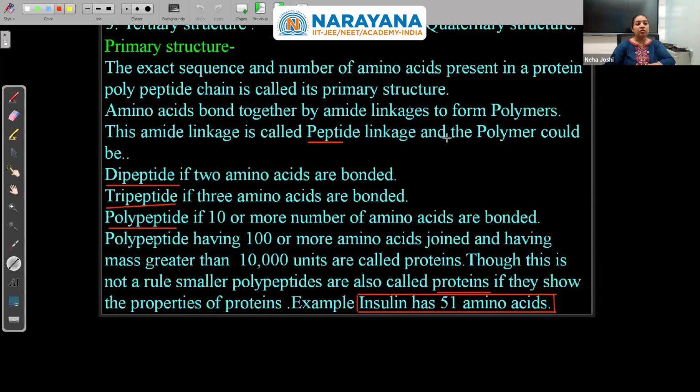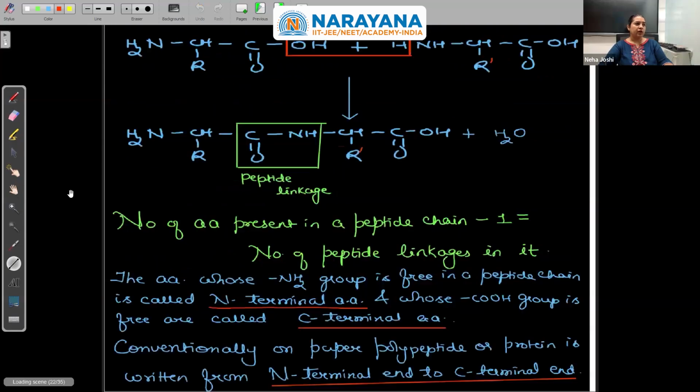And the polymer that will form, we will call dipeptide if there are 2 amino acids, tripeptide if 3 amino acids, polypeptide if 10 or more. Polypeptide having 100 or more amino acids joined and having mass greater than 10,000 units, then it is called proteins. Though this is not a rule, smaller polypeptides are also called proteins if they show the properties of protein. Example, insulin has only 51 amino acids. And it says more than 100 amino acids here, no? But insulin is called protein, right?